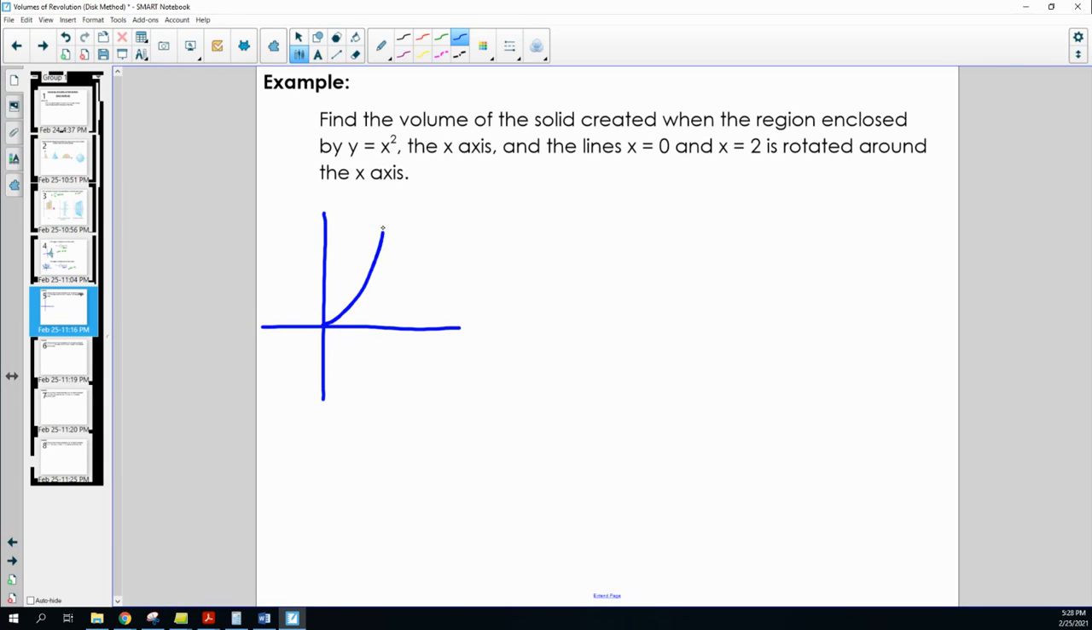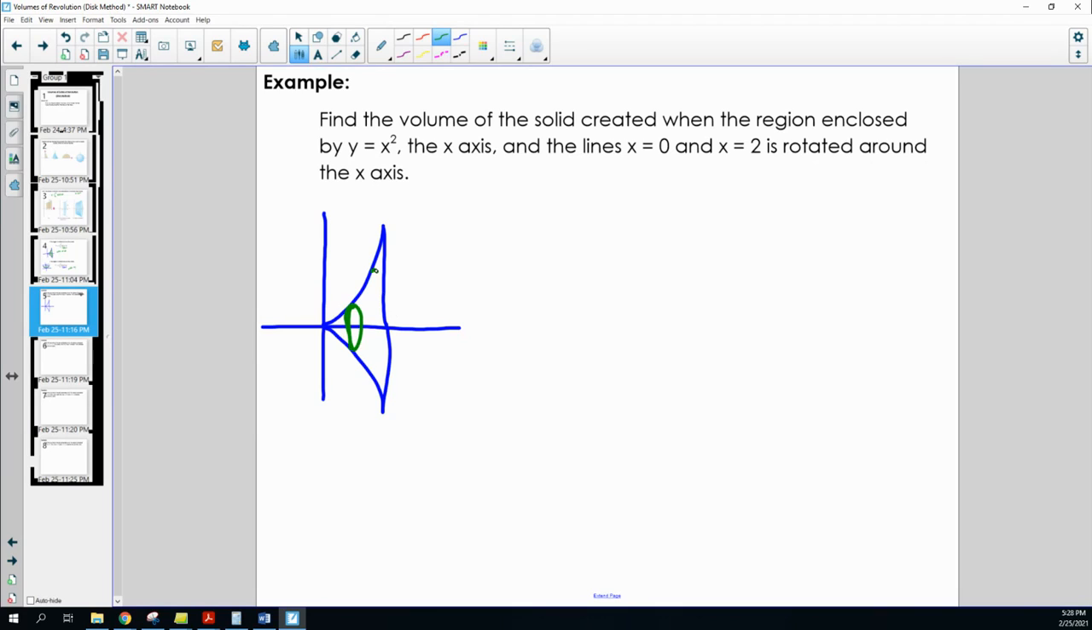So it's going to be basically this piece right here. So this top curved piece is your y equals x squared. It's not going to go past y equals 0 or x equals 0 or x equals 2. So we're bounded right here. If I were to rotate this around the x-axis, it's going to look like that on the other side. Just visualize this. And then our cross sections are circles.